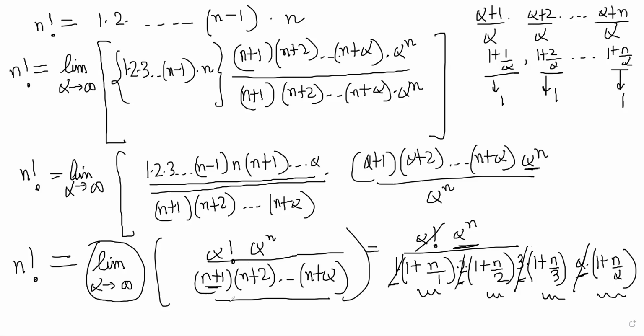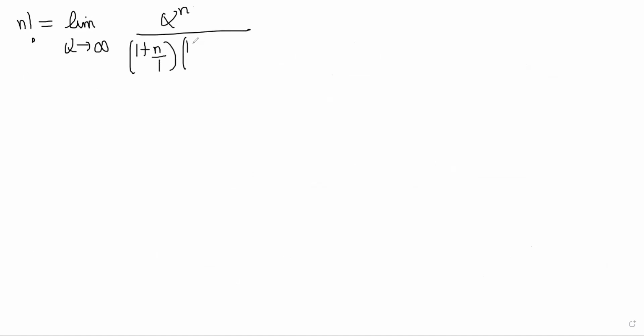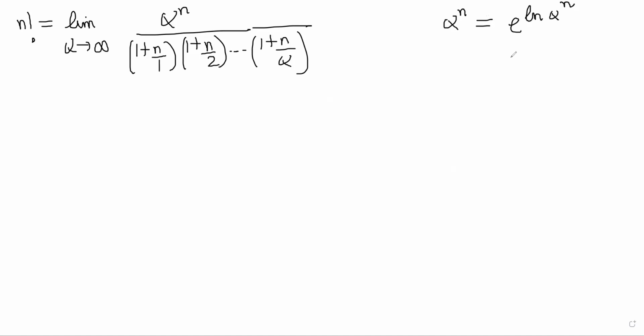Great. So I will rewrite it on the next screen. So we have n factorial is equal to limit of alpha tends to infinity, and we have cancelled the alpha factorial from top and bottom, and we have alpha power n by 1 plus n by 1, 1 plus n by 2, and so on till 1 plus n by alpha, right? Great. So we have this result now, and what we do here is we write alpha power n as e power ln alpha power n, which becomes e power n ln alpha, right? This is a standard transformation.